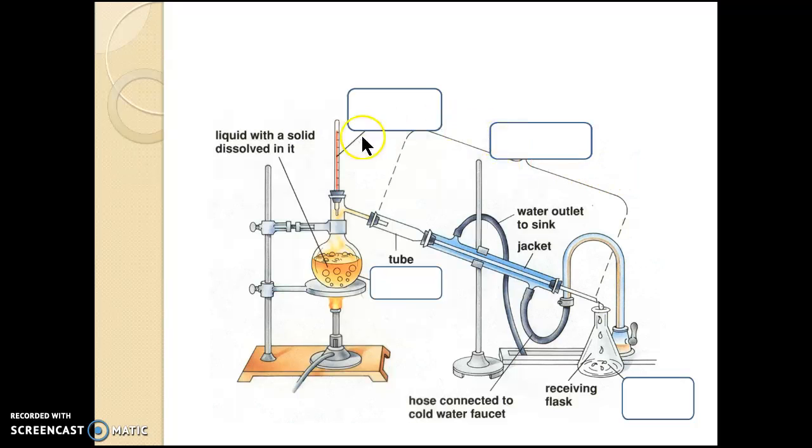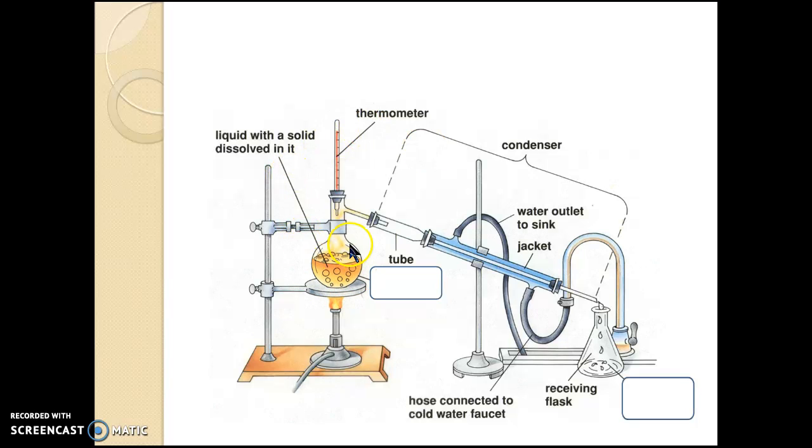The first, the device to control the temperature of our mixture is called, yes, a thermometer. The device to cool down and to condense the vapors to water again is the condenser. The device in which we trap our liquid and our solid, so our mixture, is called the distilling flask. And in the end, what we get is our pure water, a pure liquid.